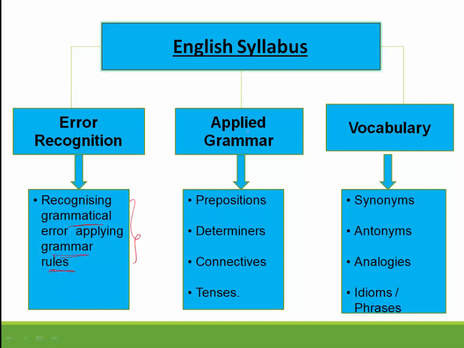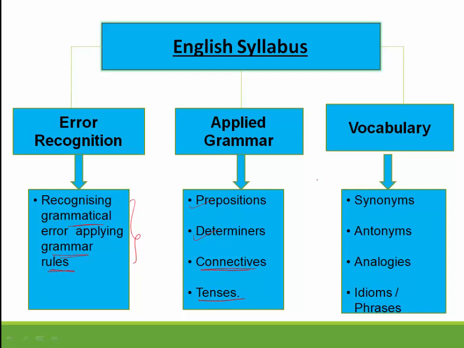Then second is applied grammar. Over here, applied grammar will be based on prepositions, the correct usage of the right preposition, and the determiners. What are determiners? The determiners are that, these, those. You have to select the right determiner which will be used. Connectives. Now what are connectives? The correct usage of what or that. And the tenses. Tenses are the simple past tense, present tense, future tense. Any kind of question on tenses will be from applied grammar.